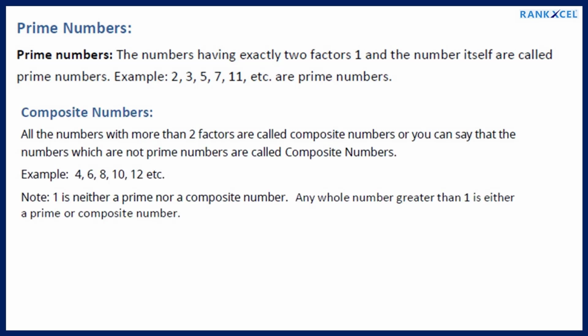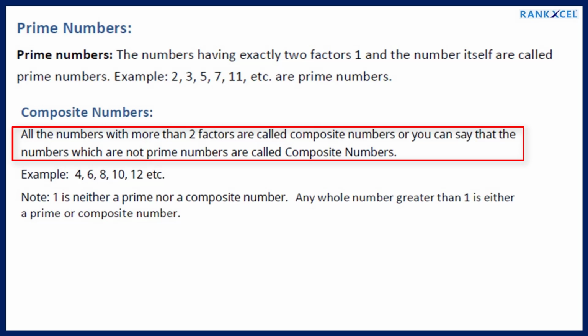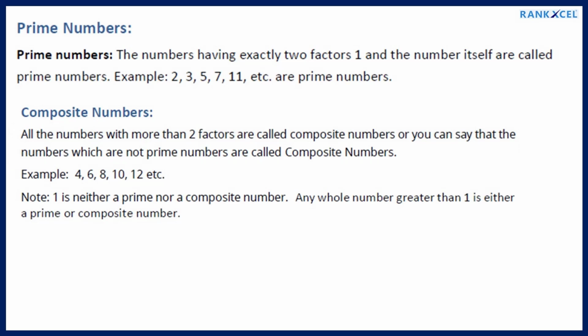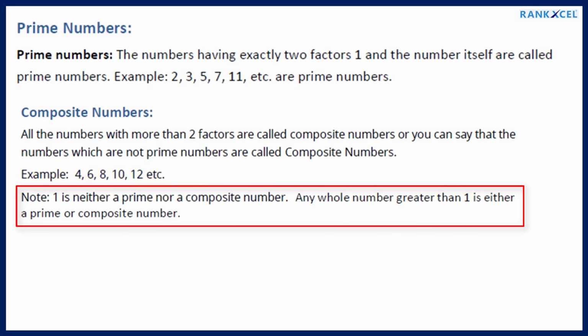Composite numbers. All the numbers with more than two factors are called composite numbers, or you can say that the numbers which are not prime numbers are called composite numbers. Example, 4, 6, 8, 10, 12, etc. Note: 1 is neither a prime nor a composite number. Any whole number greater than 1 is either a prime or composite number.